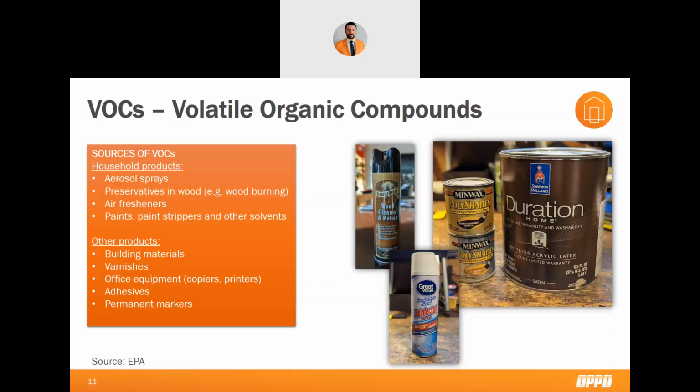VOCs, or volatile organic compounds, are incredibly common in the home due to where they come from. Aerosol sprays, the burning of wood that has preservatives in it, air fresheners, paints, and other solvents too. Outside of those chemicals, VOCs are also a byproduct of building materials, especially in new construction. Varnishes, office equipment like copiers and printers, adhesives, and even permanent markers.